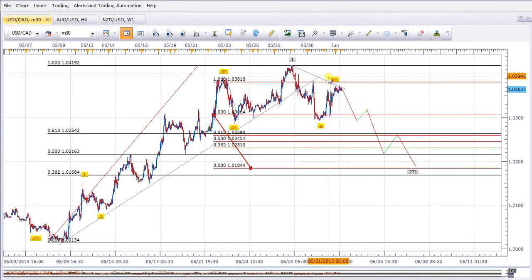So as we see, if we get a 100% corrective move of wave A, then our targets would be at 1.0259, 1.026. Or if we get that 161%, then it would be at 1.0184, which would coincide with a 61.8% retracement of the entire move of wave 1, and the 100% move will coincide with the 38.2% retracement of wave 1. So those are two targets, and we're definitely looking for that point.